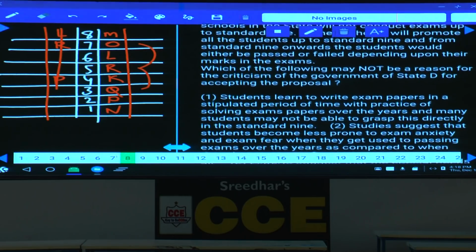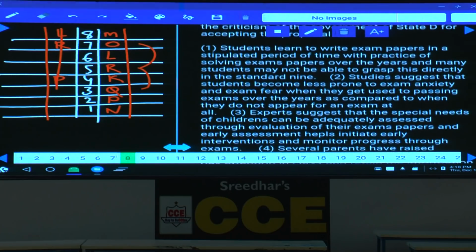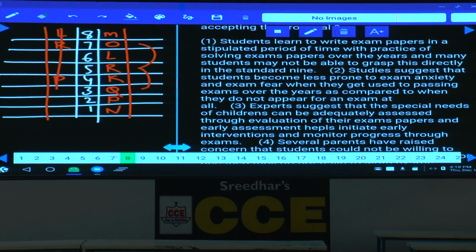Now the parents and all the remaining people are criticizing the government. Then which of the following may not be a reason for the criticism of the government of state D for accepting the proposal? Except one, all the remaining can be the reasons why the government is being criticized, but one of these cannot be the reason. Tell me which cannot be the reason among these 5.